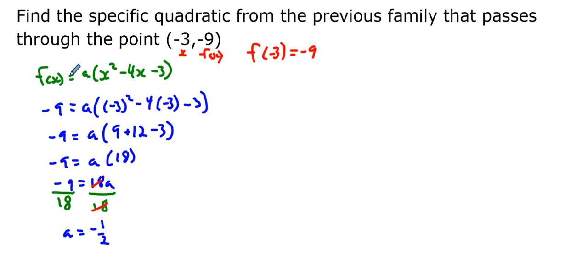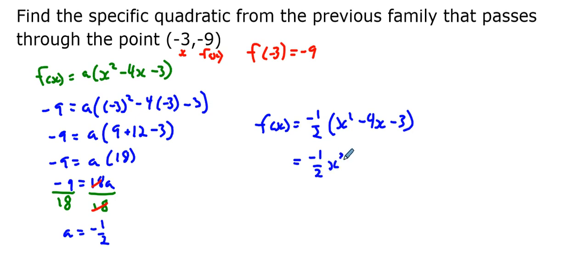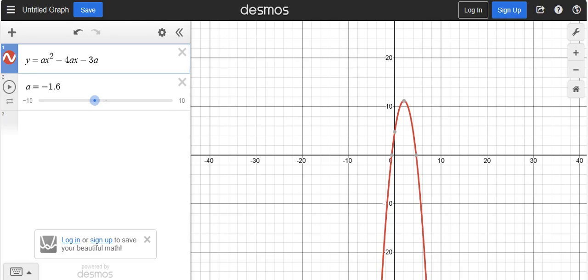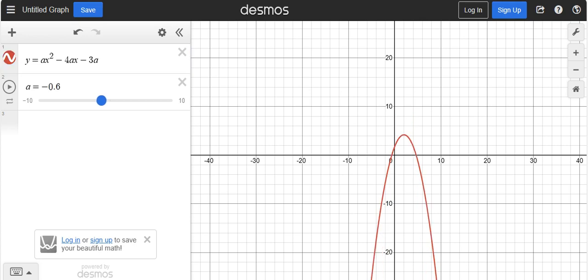So our quadratic that specifically goes through this point is f of x equal to negative 1/2 times x squared minus 4x minus 3, and then we can distribute. So it's negative 1/2 x squared minus, well, this will be positive now, plus 2x, and this would again be positive 3/2. So the quadratic that we found is given by this, where a is negative 1/2.